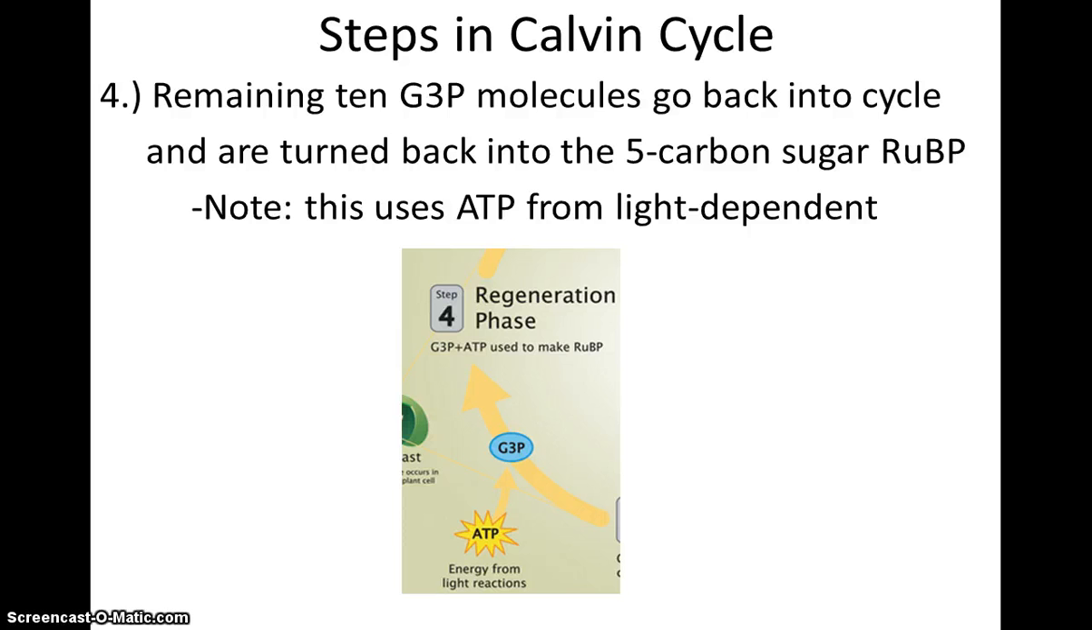Okay, so next, and this is just about our final step here, the rest of those G3P molecules are going to go back into the cycle. It is a cycle, it's a circle, and they're going to be recycled and turned back into RuBP. And I know there's a lot of terms here, a lot of names, but G3P is a 3-carbon sugar. It's going to be turned back into RuBP, which is a 5-carbon sugar, by adding more carbon to it, okay? This does require energy. You can't just add those two and have no consequence. So this is going to use a little bit more ATP that was made in the light-dependent reactions.